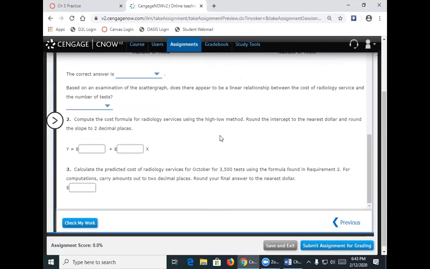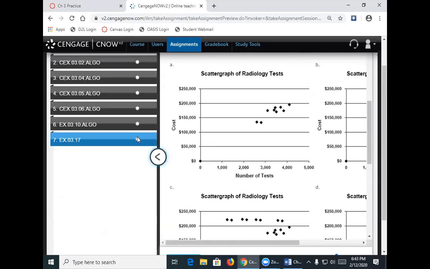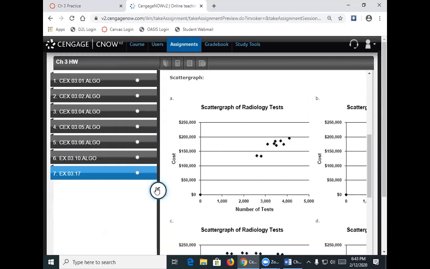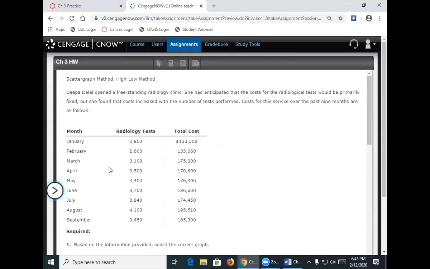What question is that? That's the very last homework question. It's in chapter 3 homework, the last one, number 7. But yeah, it's really just looking at scatter graphs, but you're going to do the high-low method on it. So hopefully it'll be good. Any questions you guys have?